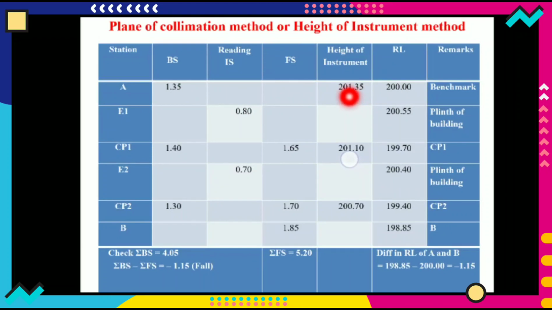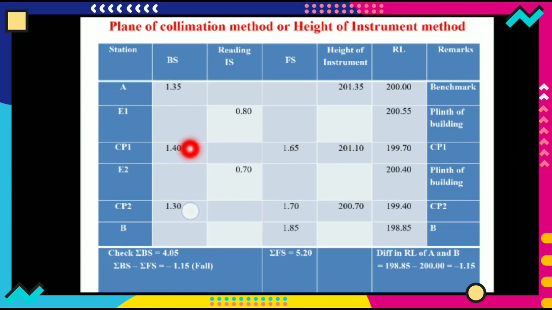Then HI minus IS and FS always subtracted from height of instrument to get the reduced level of point. To get the reduced level of point E1, we subtract 0.80 from 201.35. So 201.35 minus 0.8 is equal to 200.55. Then 201.35 minus 1.65, the answer will be 199.70.